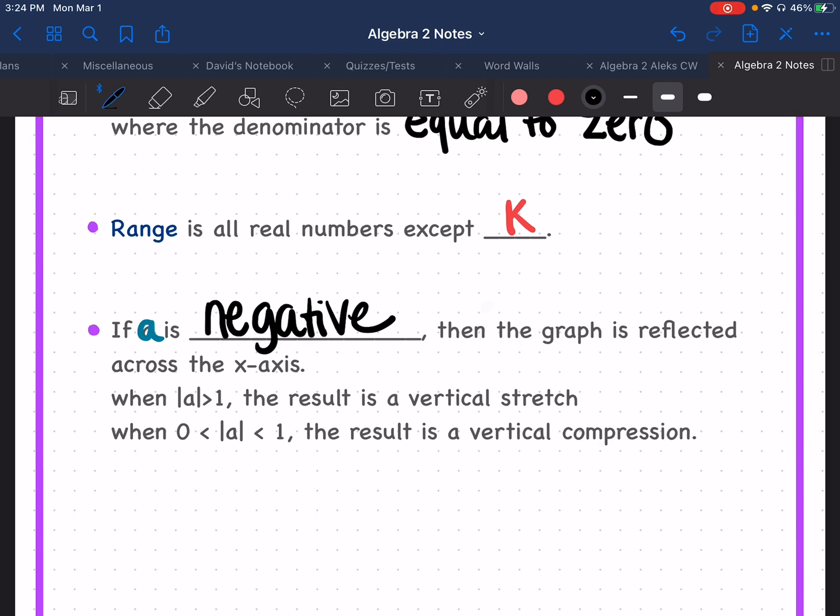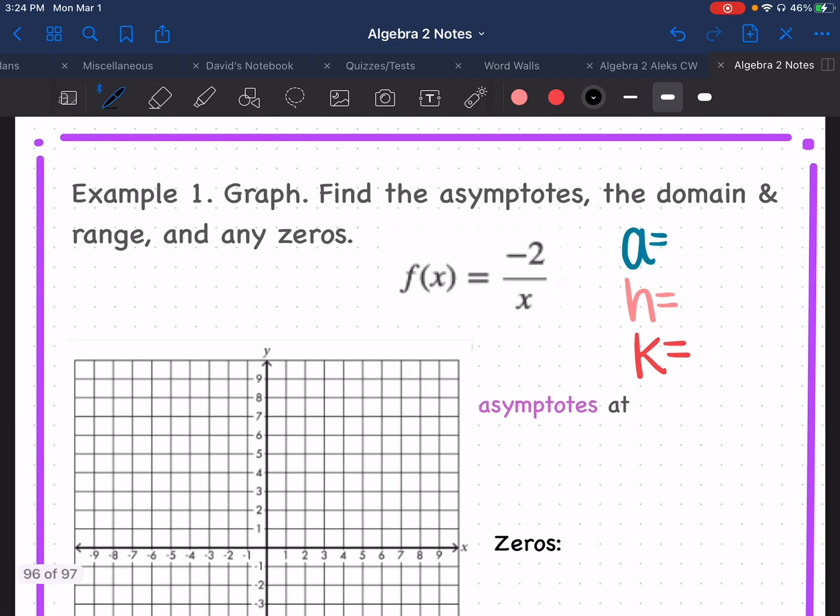Let's go ahead. I've got two examples of graphing to show you, and I'm going to be referring to your ALEKS assignment as well. So here is our first equation. We're going to graph it. We're going to find the asymptotes. We're going to find the domain and the range, and if there are any zeros.